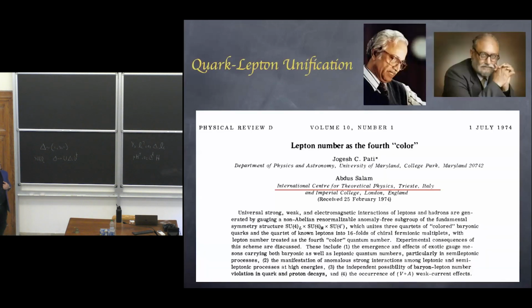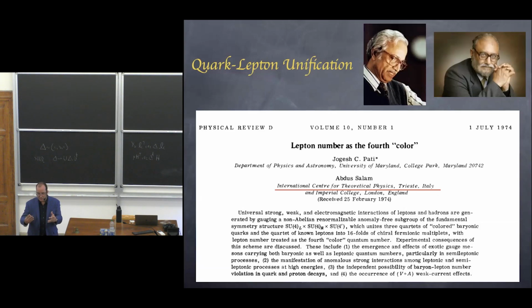This idea actually came out here in Italy, when Jogesh Pati was visiting ICTP in Trieste and talking to Abdus Salam, one of the fathers of the standard model. They asked a very simple question: why do you have quarks and leptons? Why don't we unify them? It's a very simple idea of quark-lepton unification. But once you do this, we have a symmetry for quarks, which is baryon number, and for leptons, the lepton number. Once you put them together, you are breaking lepton number explicitly.